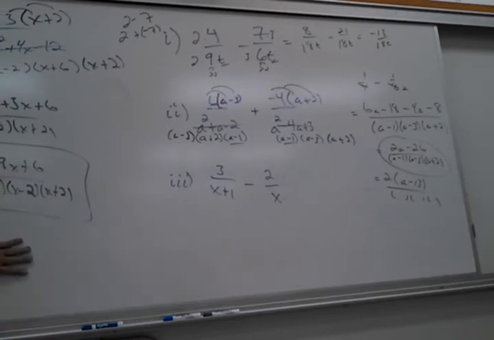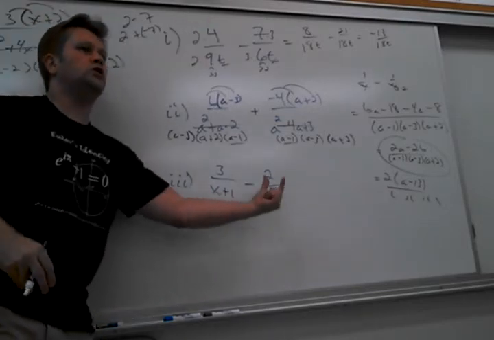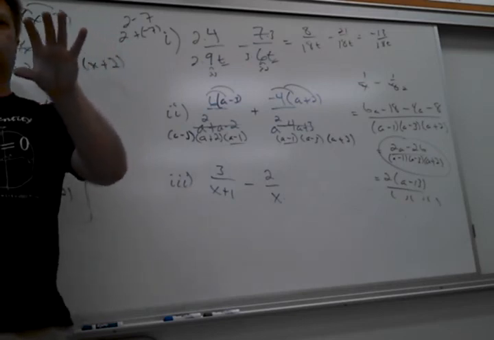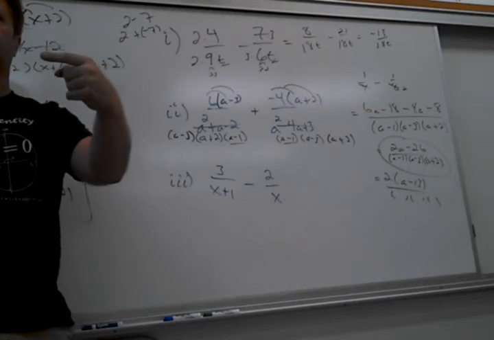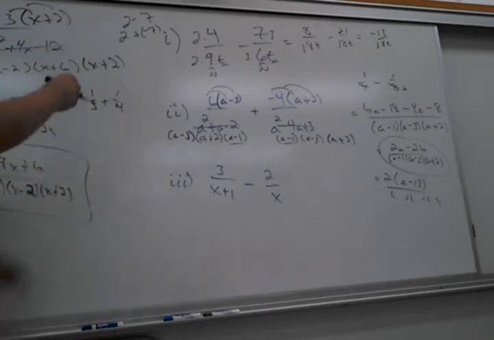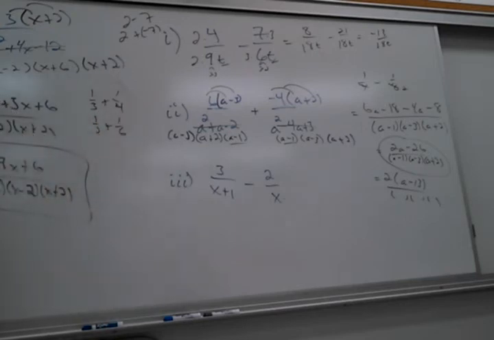Yes? Can I guess what you do? Sure. This is exactly the same situation. The one time that the LCD is just the two numbers staring you in the face is when the two numbers have nothing in common. So if I had 1/3 plus 1/4, what's the LCD? 3 times 4, 12. Because they have nothing in common, right? But if I had 1/3 plus 1/6, the LCD is not 18, right? The LCD is 6 because they have a 3 in common. You guys with me?